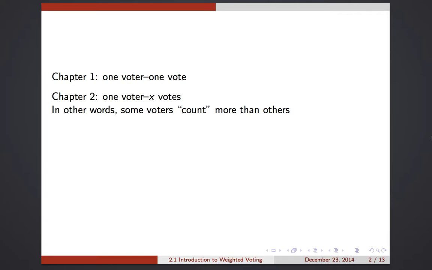So whereas it used to be in Chapter 1, one voter, one vote, now in Chapter 2, the paradigm is one voter, X votes. So in other words, some voters can count more than others. I can maybe have 3 votes and you can maybe have 8 votes, for example. And formally this is known as weighted voting, and your weight is the amount of votes that you get. So if I have 3 votes and you have 7 votes, your weight is 7 and my weight is 3.